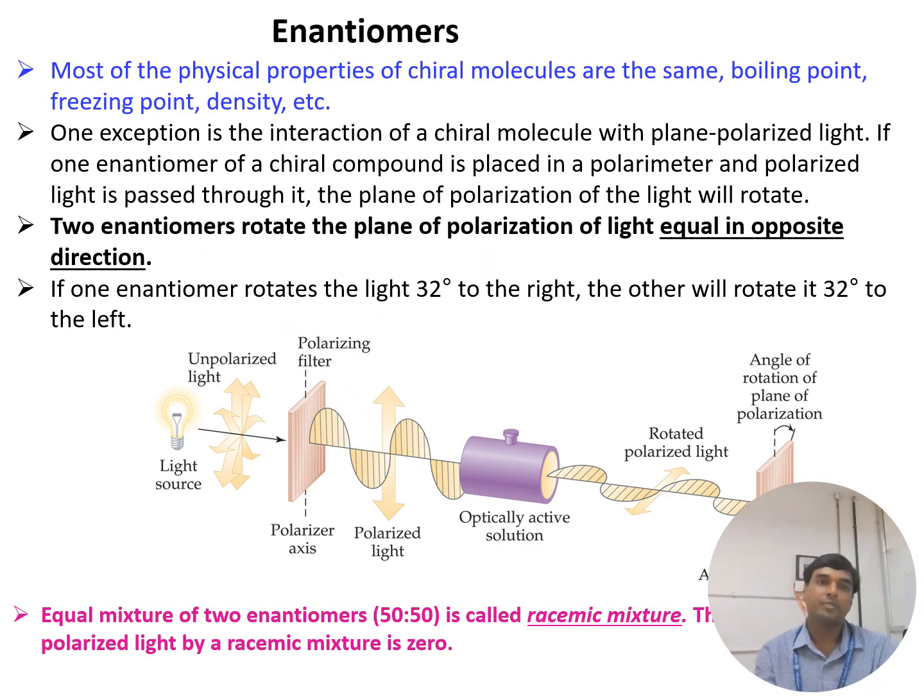Now enantiomers are mirror image isomers, and they have similar physical and chemical properties. In fact, two enantiomers rotate the plane polarized light in opposite directions with equal magnitude. Suppose one enantiomer rotates the light 32 degrees to the right, that's dextrorotatory. The other will rotate 32 degrees to the left, that means levorotatory. But if you have a 1:1 mixture of enantiomers, that's called a racemic mixture, and in that case the optical rotation will be 0.